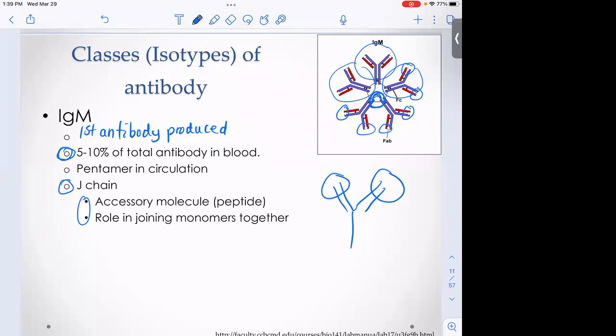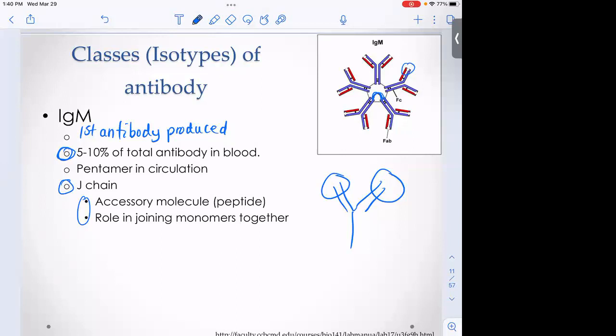No, let me erase what I scribbled over here. So where's the J chain? So this little piece right here, can you see that? Yeah, that's the J chain. It's hard to appreciate how that actually happens. There must be some other bonds in there that assemble those, but we're not gonna worry about that.